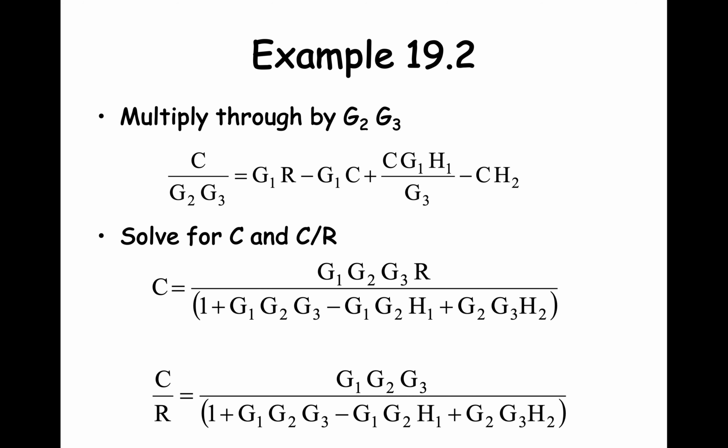Now we multiply through by G2 times G3 to eliminate the fraction terms. Bring all the terms with C to the left side of the equation. We have one term with R on the right side. Then we solve for C and for our transfer function C over R, which are both shown here.